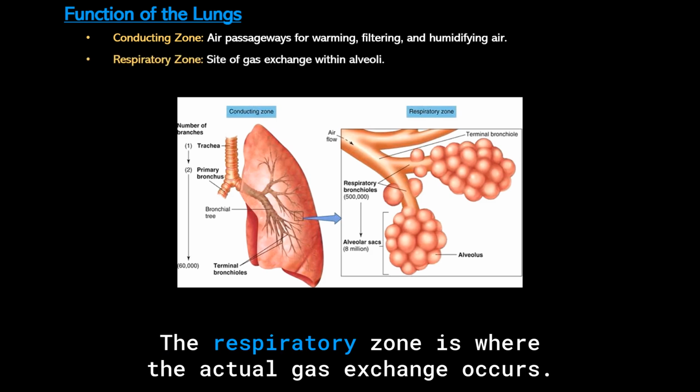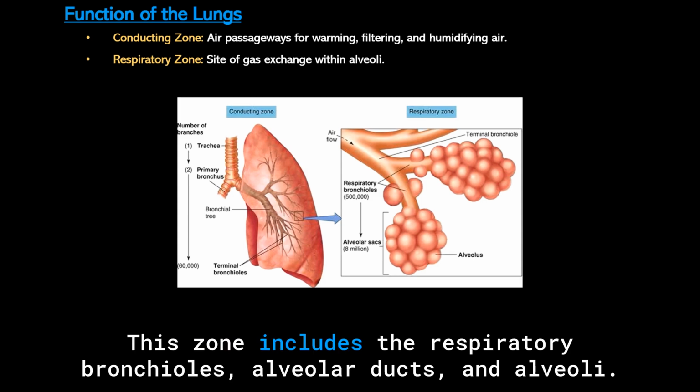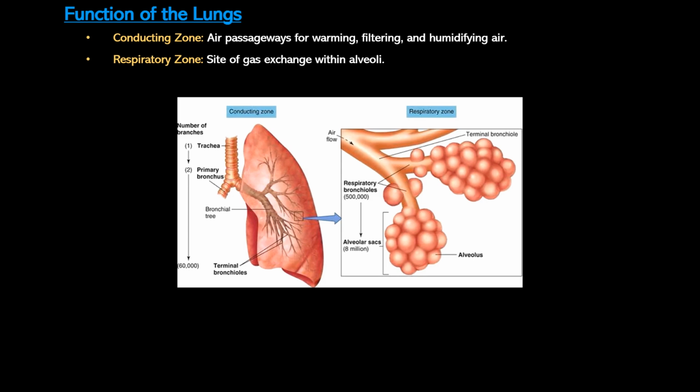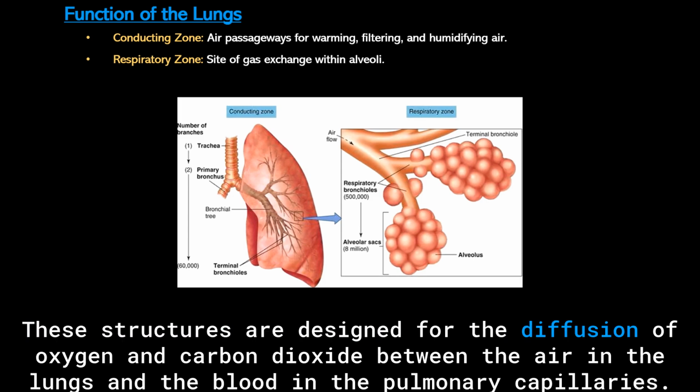The respiratory zone is where the actual gas exchange occurs. This zone includes the respiratory bronchioles, alveolar ducts, and alveoli. These structures are designed for the diffusion of oxygen and carbon dioxide between the air in the lungs and the blood in the pulmonary capillaries.